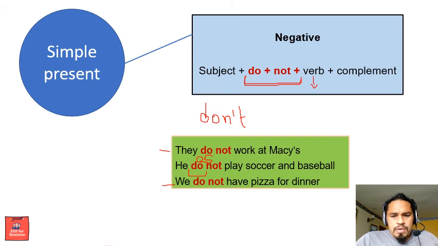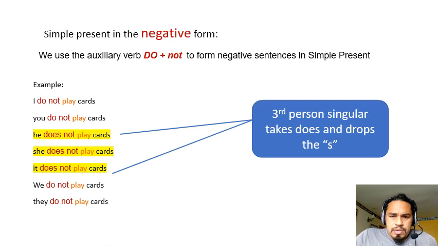Okay, let me write it down here, which is does not, which is the form of the third person singular, and we drop the E, no tenemos la E. Okay, let's see it here.